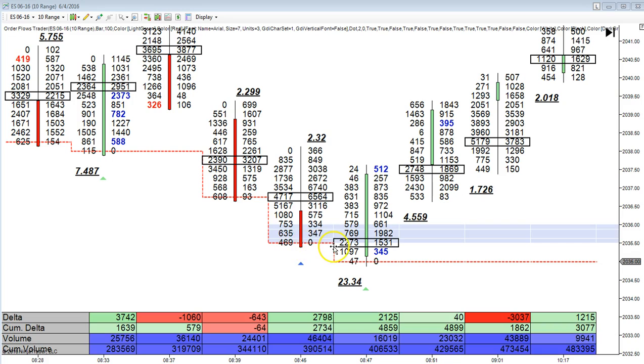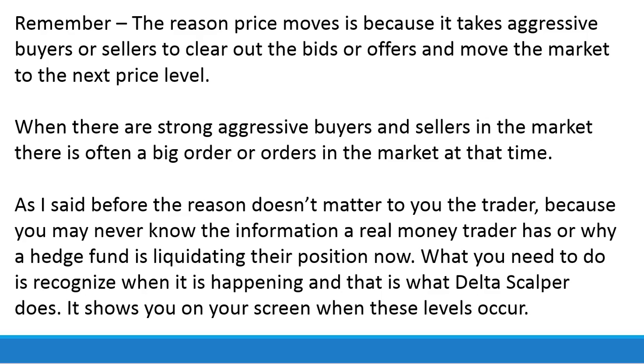So then again, I said even if you breach it by a tick or two, it's not the end of the world. You've got to take into account what's happening in the market. So remember, price moves. The reason price moves is because it takes aggressive buyers or sellers to clear out the bids or offers and move the market to the next price level. When there are strong aggressive buyers and sellers in the market, there's often a big order or orders in the market at that time. There's a big order, it needs to get filled.